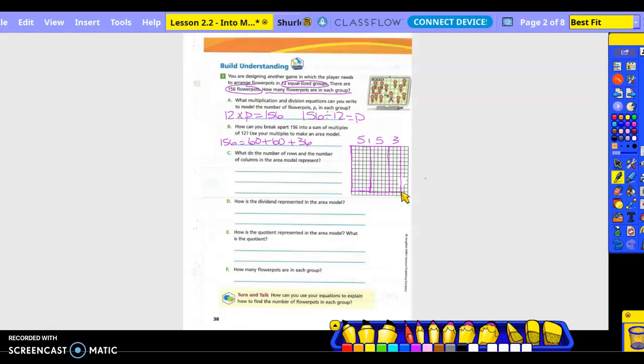sections, right? Okay, so then I'm going to add those. 5 plus 5 plus 3 is 13. So we have a total of 13 columns. Our 12 was over here, and we have a total of 13 columns. So how is the dividend represented in the area model? That was how many rows we had. And our quotient got us how many columns we had. So how many flower pots are in each group? So 13 flower pots.